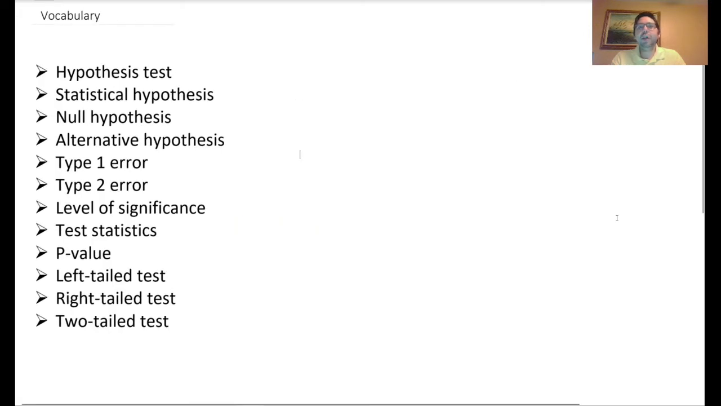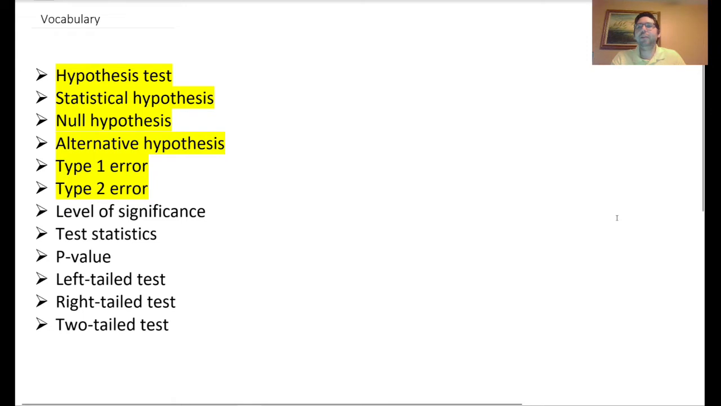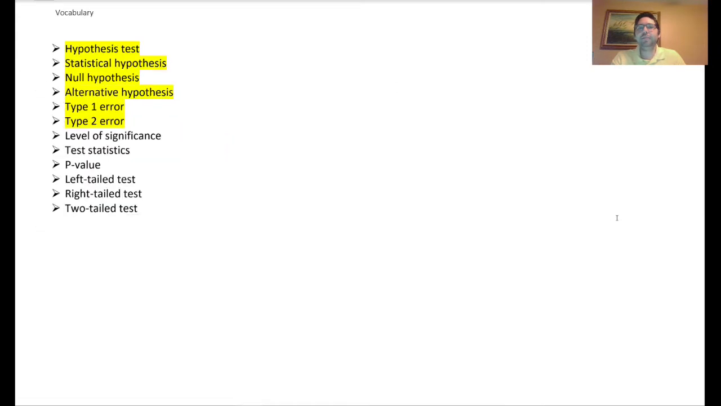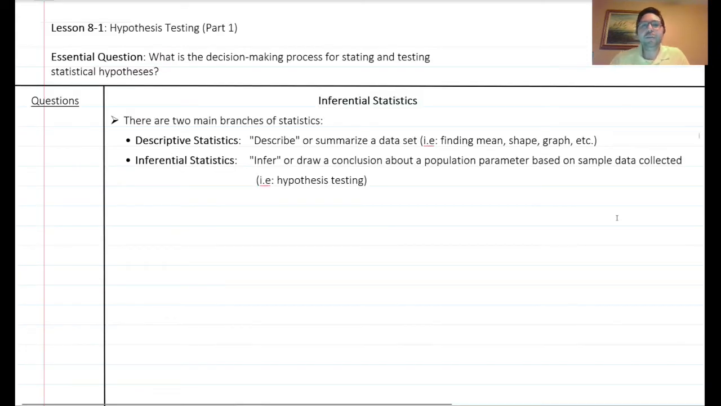All right, so for the vocab, again, it's very vocab heavy because we're introducing a new unit. And so there are a lot of vocab terms that you need to know. So: hypothesis test, statistical hypothesis, null hypothesis, alternative, type 1 error, type 2, level of significance, test statistics, p-value, left-tailed, right-tailed test, two-tailed test. So these are the vocab terms that we'll be introducing in this lesson. All right, so let's go ahead and get started.